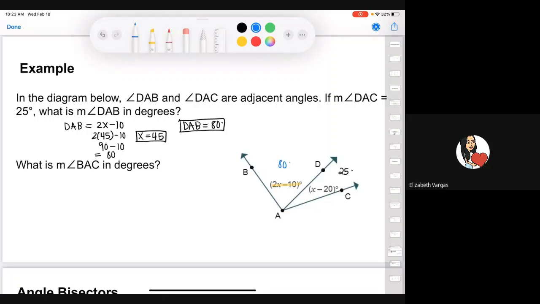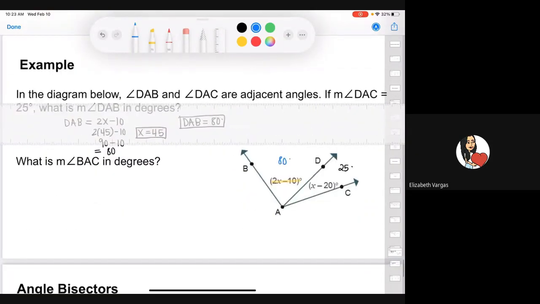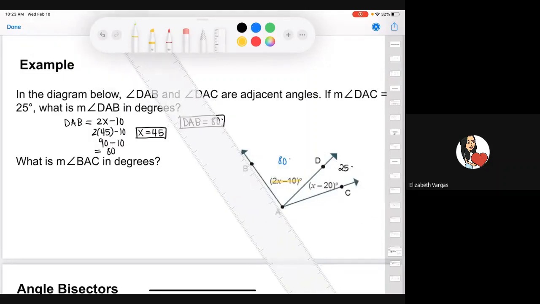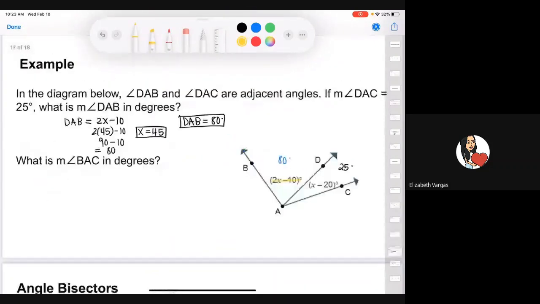But now I want to go ahead and use my angle addition postulate to solve for the last problem. And the last one says, what is the measure of BAC in degrees? Well, as I can see here, BAC is this angle right here. And that is the entirety of those two adjacent angles. So basically it would be this entire angle.